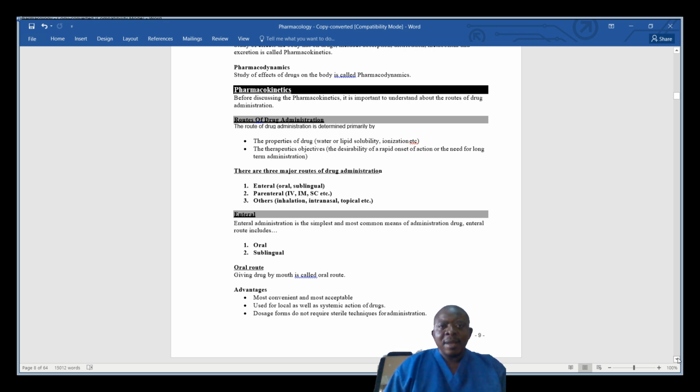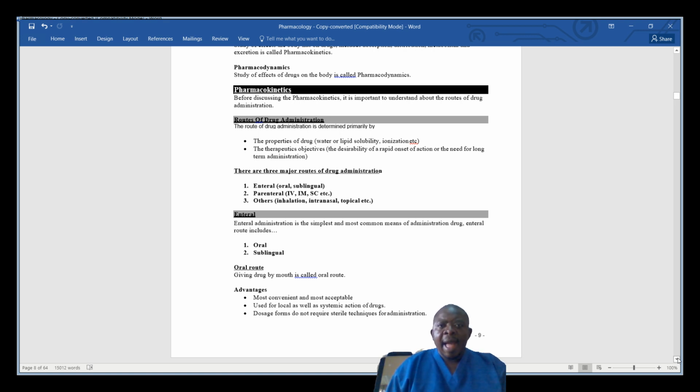Then there is parenteral. When you talk of parenteral, you are giving either by intravenous infusion, abbreviated as IV, or through intramuscular, abbreviated as IM, or you are giving through the skin, which we can say is subcutaneous.